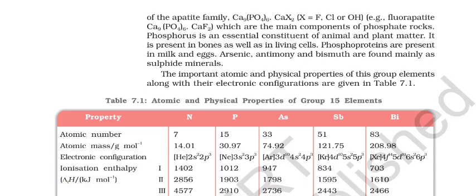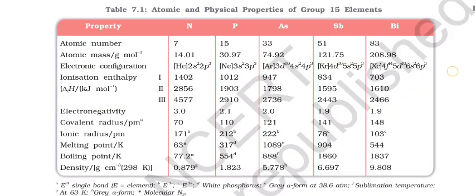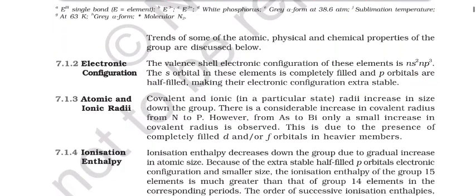Phosphorus is an essential constituent of animal and plant matter. It is present in bones as well as in living cells. Phosphoproteins are present in milk and eggs. Arsenic, antimony, and bismuth are found mainly as sulfide minerals. The important atomic and physical properties of this group's elements along with their electronic configuration are given in table 7.1. Trends of some of the atomic, physical, and chemical properties of the group are discussed below.